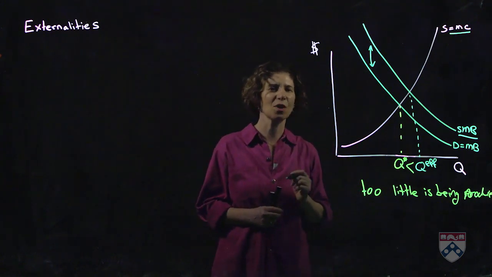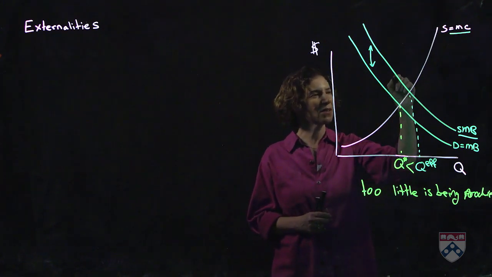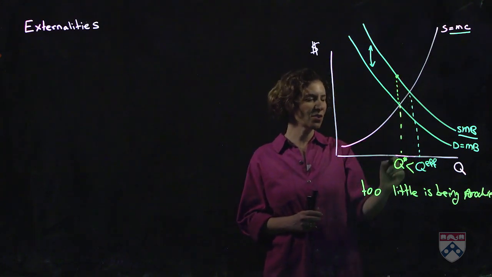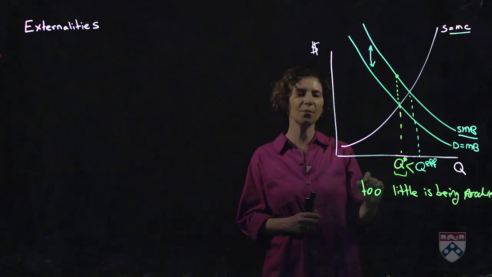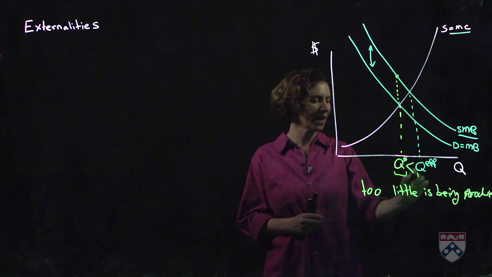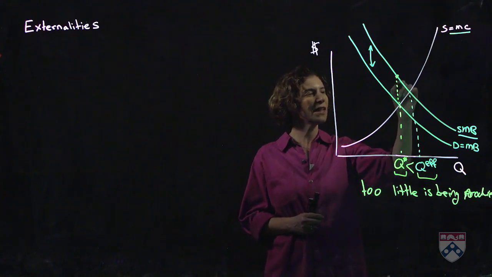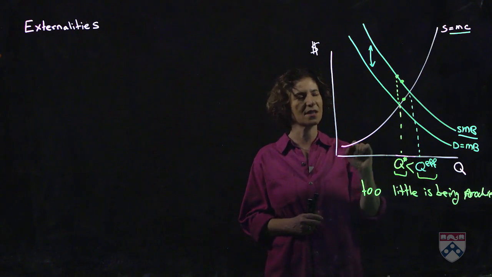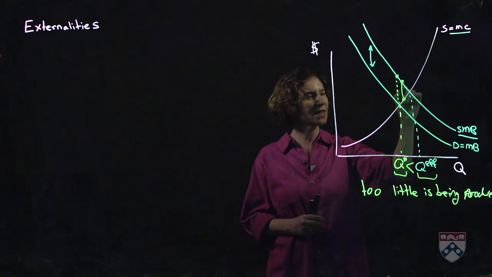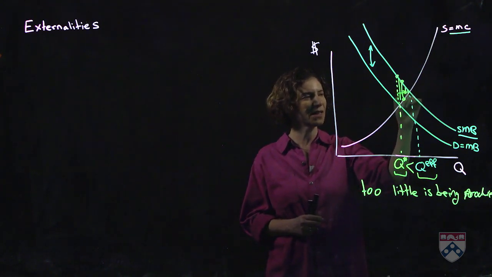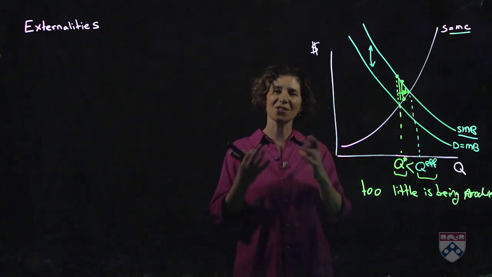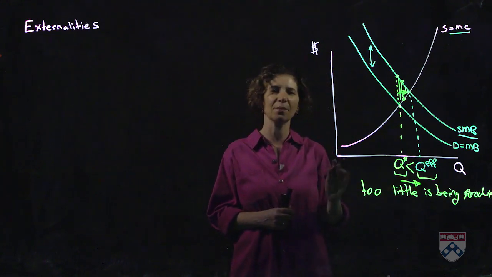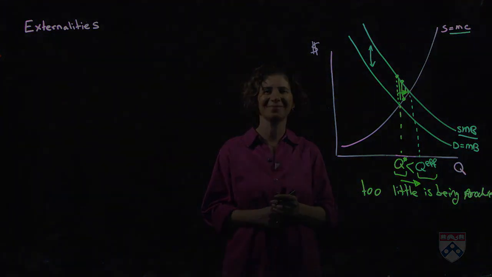Let's think through this one more time. Let's think about these units here. For all these units, the units between the equilibrium that the market is producing and the efficient outcome, for each one of these units, the benefit to society exceeds the cost to society. So by not producing these units, we are leaving money on the table. And that's why this is a source of inefficiency. We want society to move to this outcome, which is the efficient outcome.